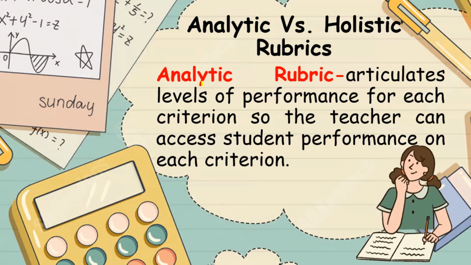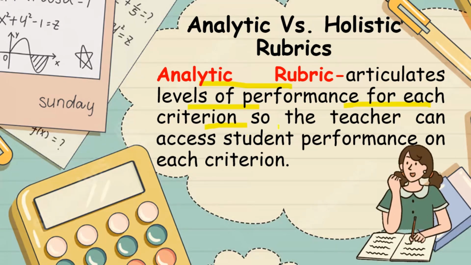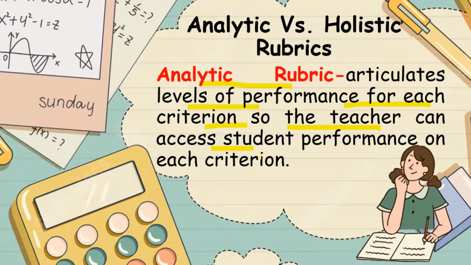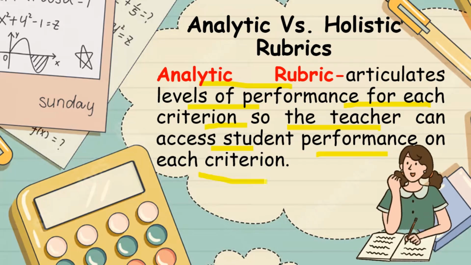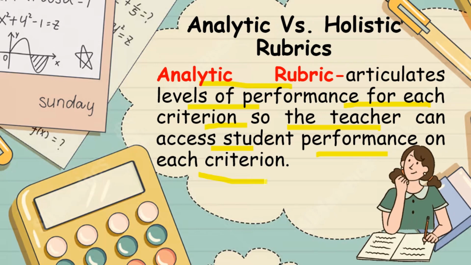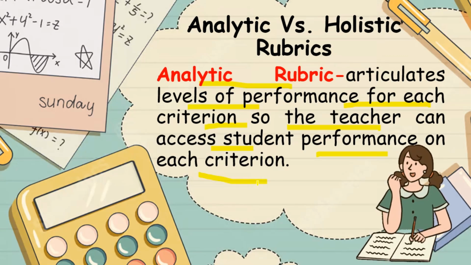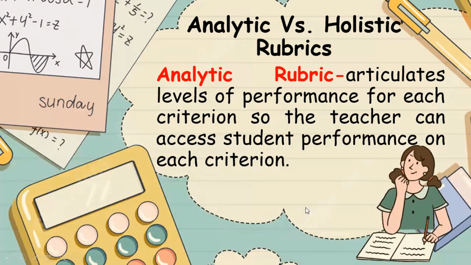In analytic rubric, this articulates levels of performance for each criterion so the teacher can assess student performance on each criterion. So using our example in our previous presentation, we have the recitation rubric. A teacher could assess whether a student has done a poor, good, or excellent job of creating the ambience and distinguish that from how well the student did on voice inflection.